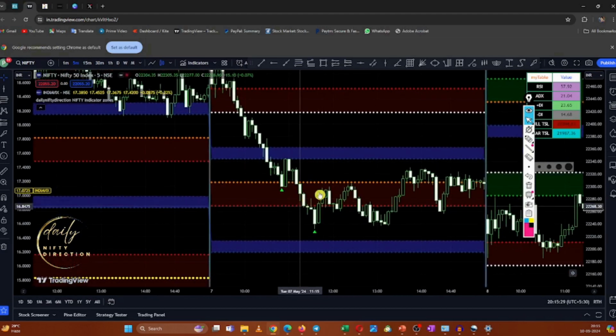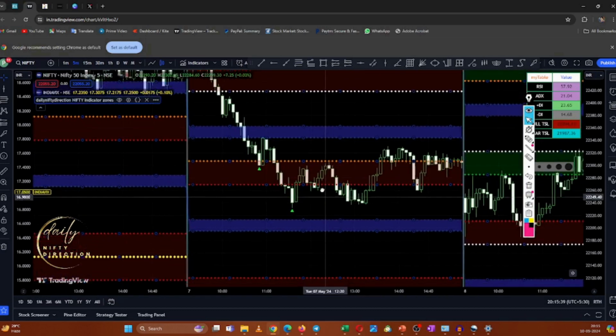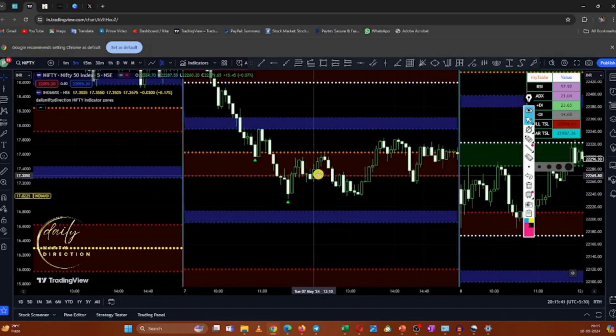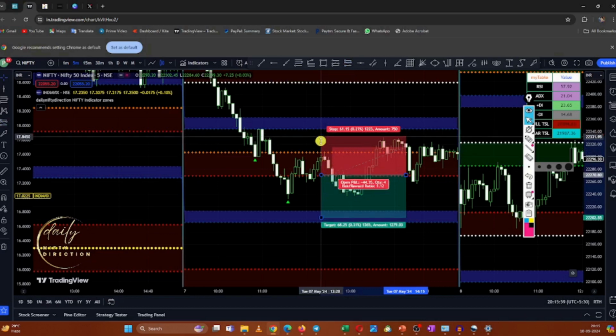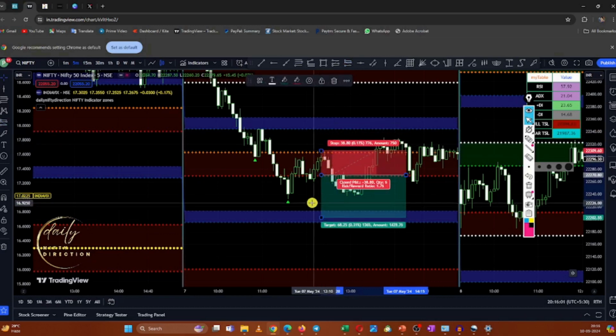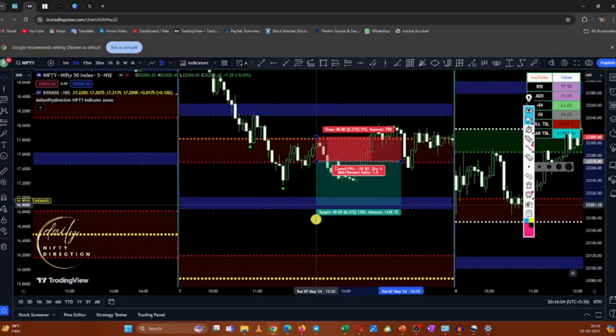And here on this candle or this candle, your second entry was also triggered, but your stop loss was hit on this particular candle. Okay, so here for some days your stop loss will hit.